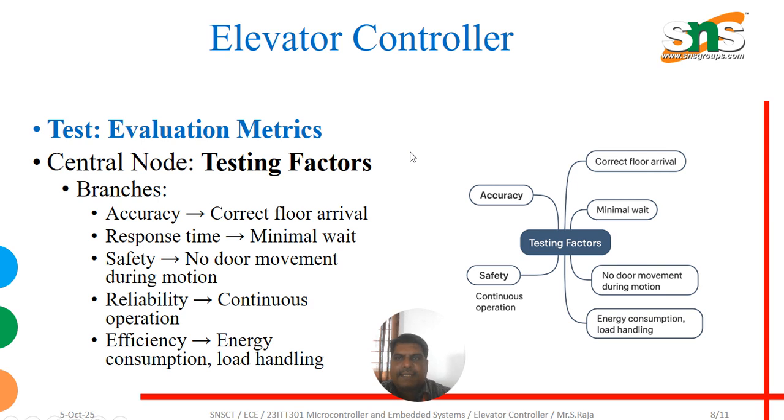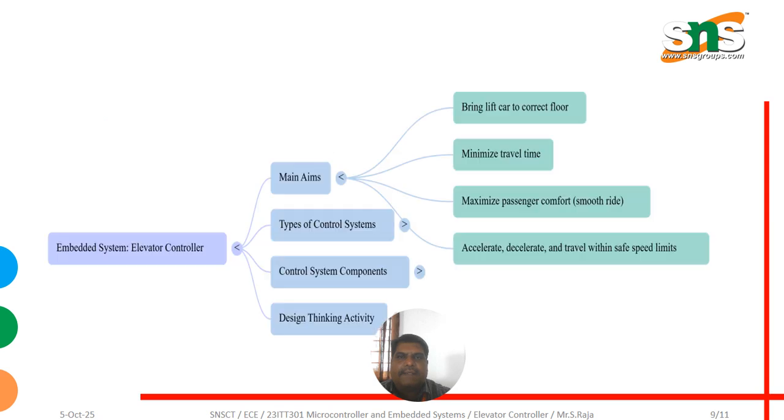Next, the final stage is the evaluation metrics for testing the parameters. So the test may be considered for 5 phases. One is accuracy, that is, the correct floor that the elevator will arrive at. Response time, that is the minimal waiting time. Safety, no door movement during motion. Then reliability, continuous operation. Efficiency, they have to work with very low power consumption and also good load handling capability.